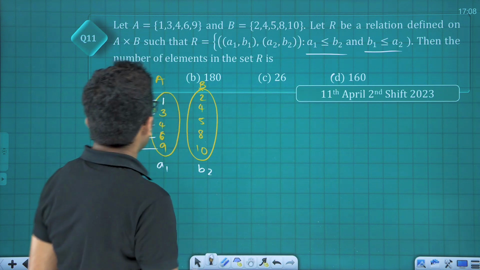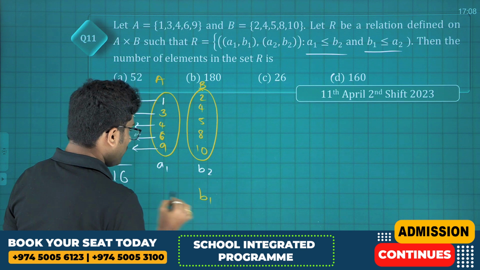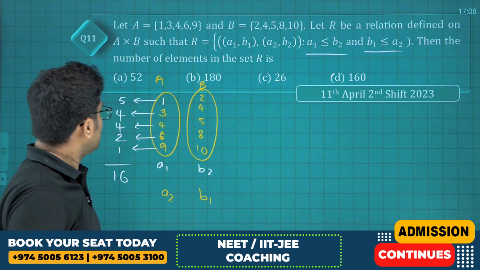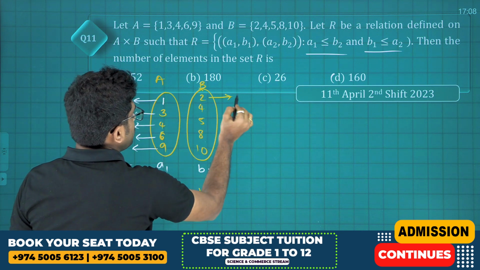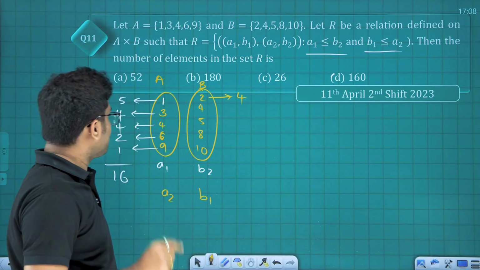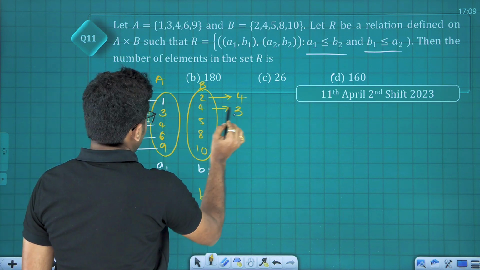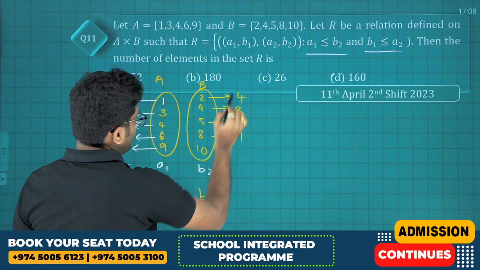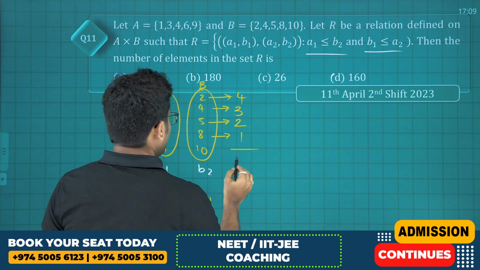What they said, b1 less than or equal to a2. b1 from this, a2 from this. Is 2 less than or equal to 1? No, but 2 3, 2 4, 2 6, 2 9. So we can take 4 ordered pairs with 2 as b1. Next 4 less than or equal to 4, 4 4, 4 6, 4 9, 3 elements. 5 6, 5 9, 2 elements. 8 9, only 1. That's it. So 4 plus 3 is 7, 7 plus 2 is 9, 9 plus 1 is 10.